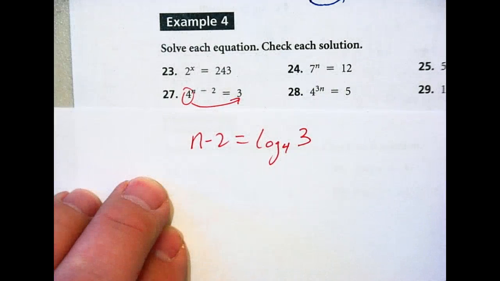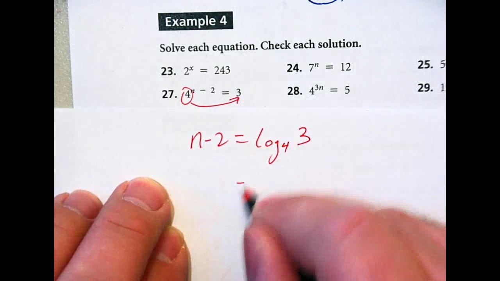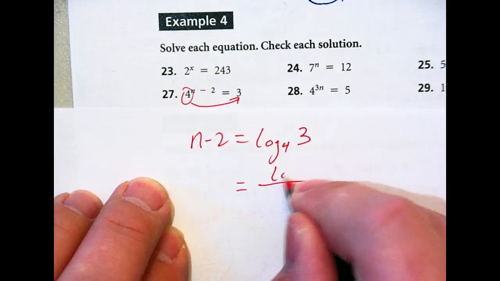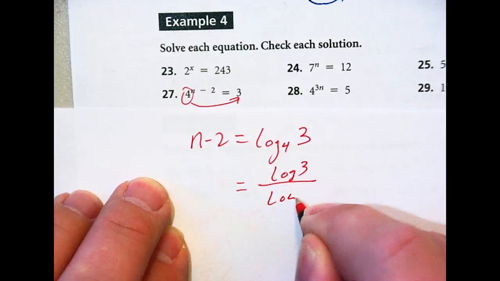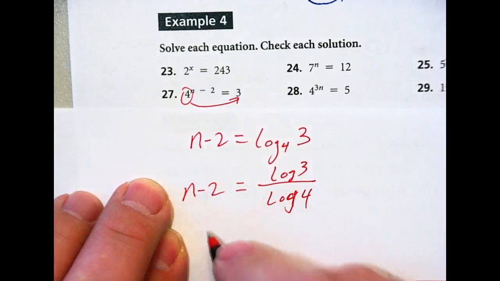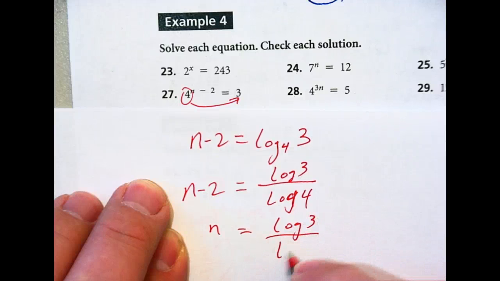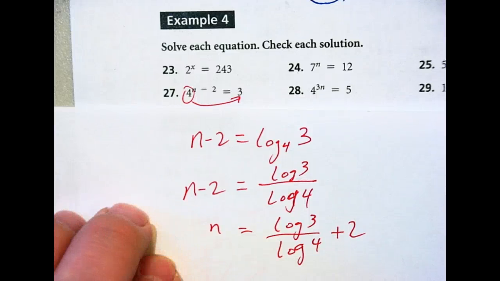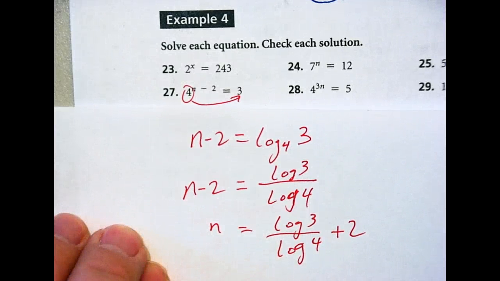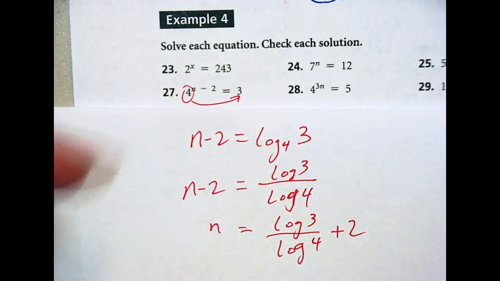And now we use the change of base formula over here. Log 3 over log 4. Oops, log 4. n minus 2. So n, we add 2. Take log 3 over log 4, whatever that is, and add 2 to it. That gives us n. Cool? Yeah. We would want to simplify that, right? Like 0.39. I think it is.